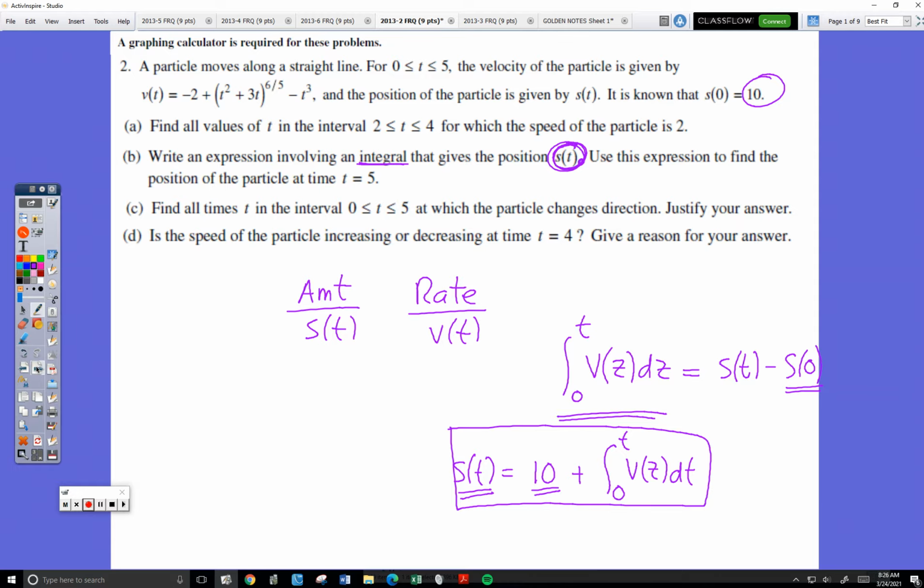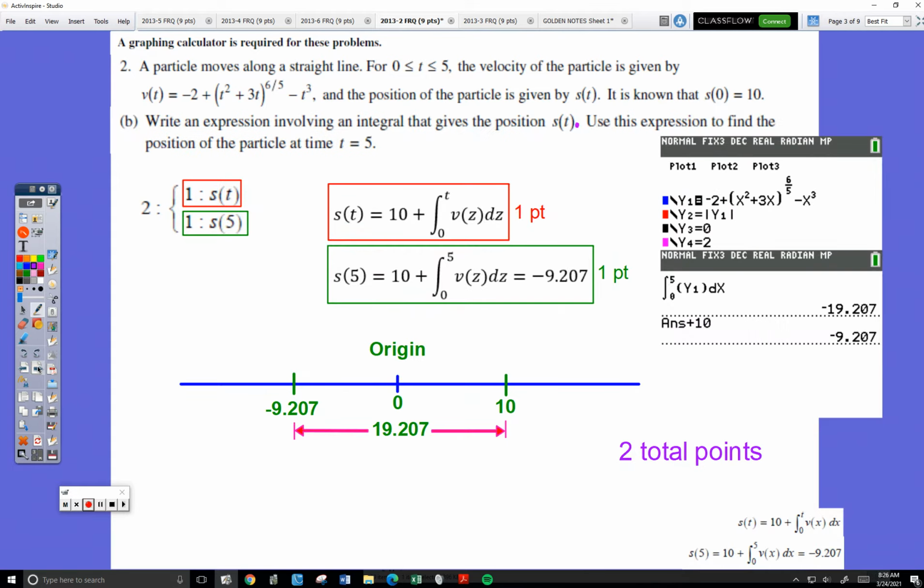Let's check the scoring on that. So sure enough, for doing that, I get 1 point. So I keep reading. Use this expression to find the position at time 5. No more difficult than simply plugging in 5 in place of t. They do expect you to write integrals when you use them, so write out the integral, run that through your calculator, you get a second point.